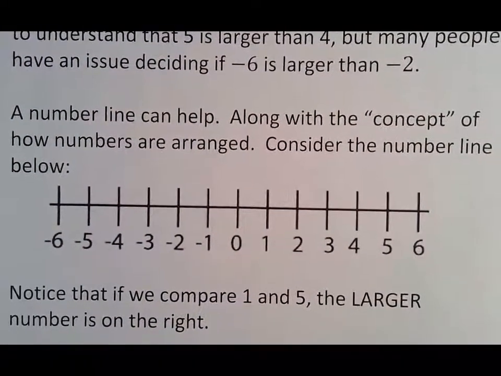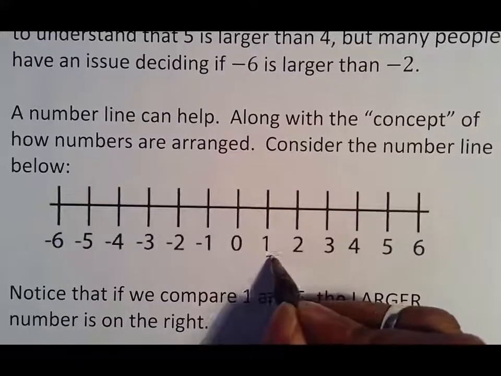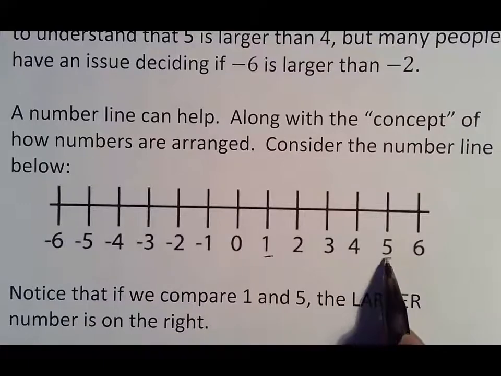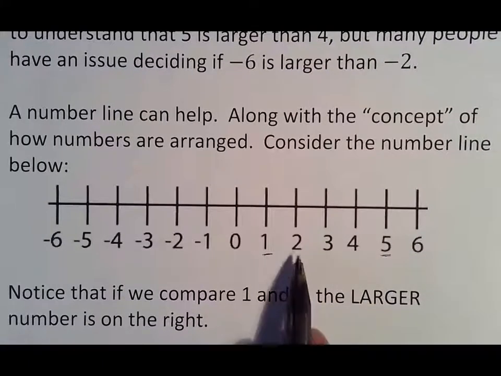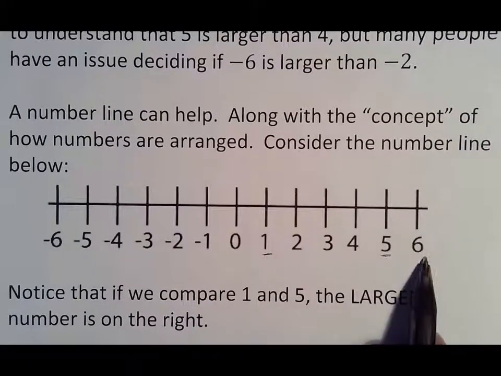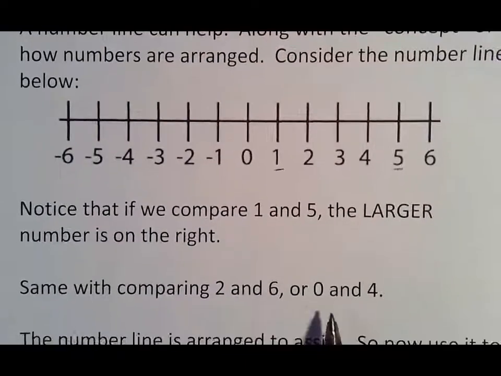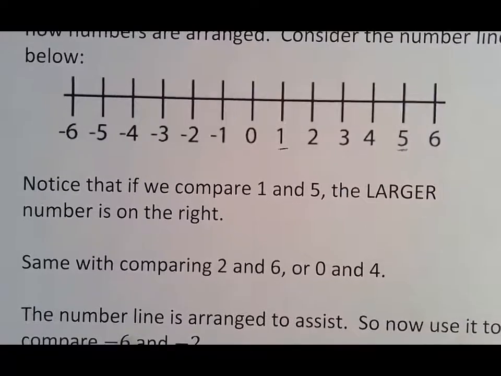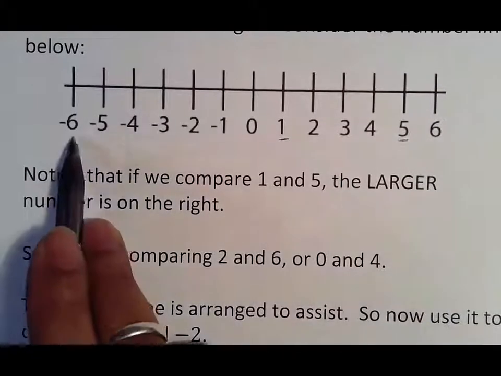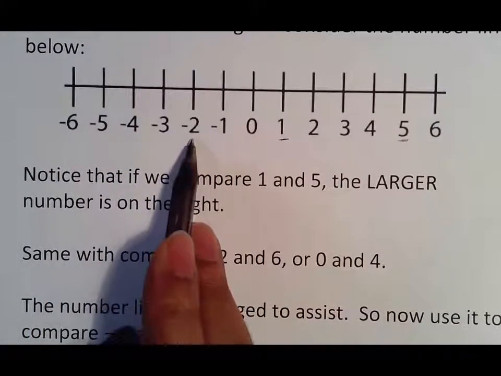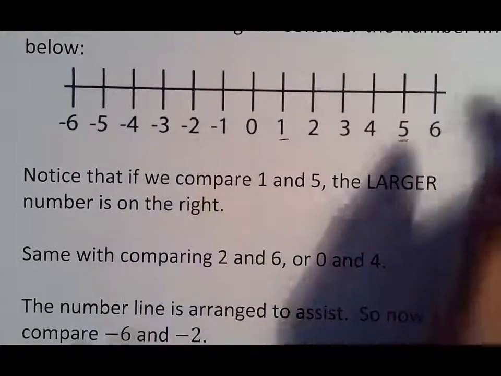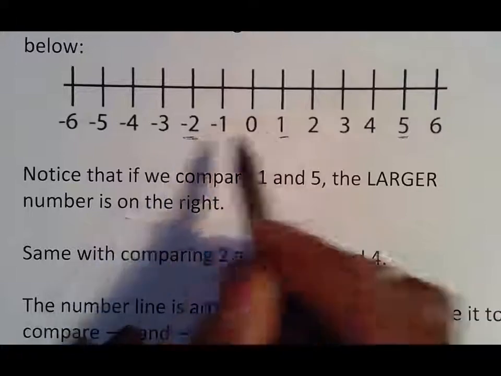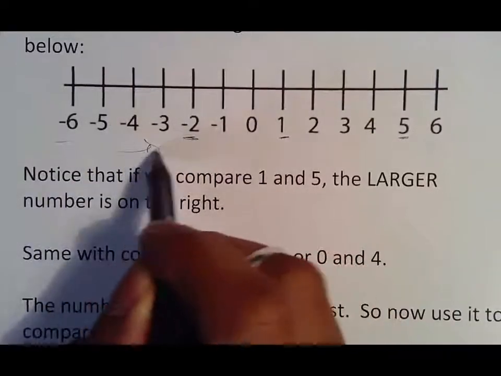If you compare 1 and 5, you notice that 1 is here, 5 is here, and 5 is larger. The larger number is on the right. If you compared 2 and 6, the larger number is on the right. If you compared 0 and 4, the larger number is on the right. So, if you were to compare -6 and -2, the bigger one would be -2. So again, as simple as a number line seems, it actually helps you to understand a bigger number. -2 is bigger than -6 because -2 is further to the right.